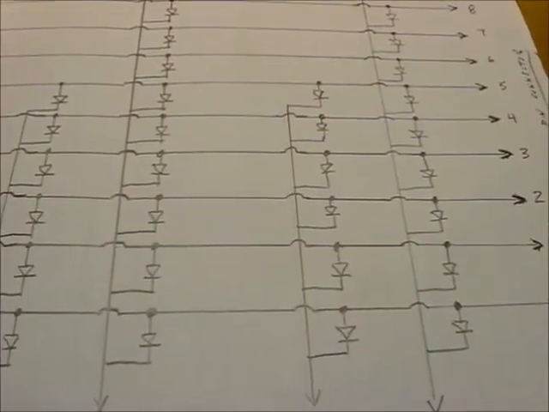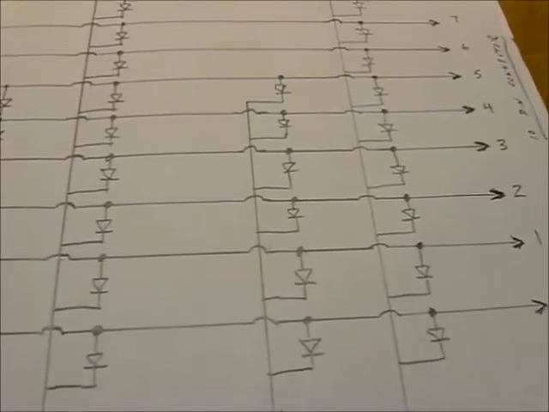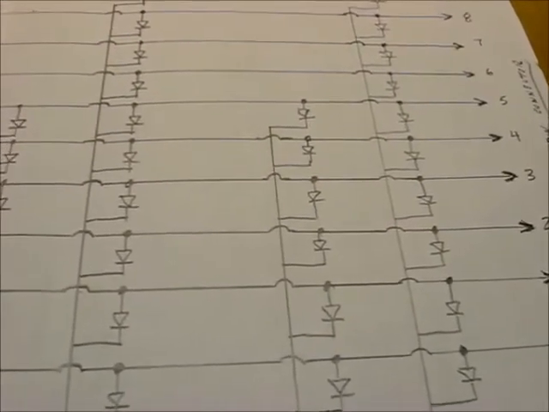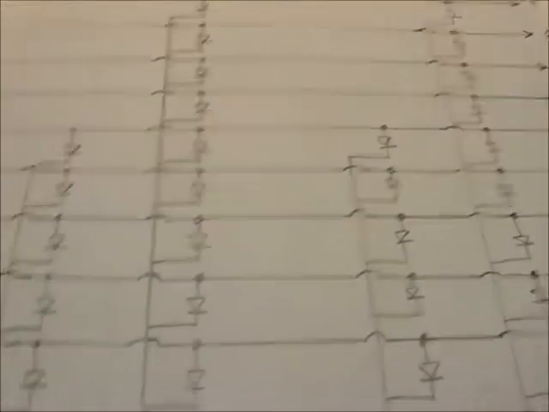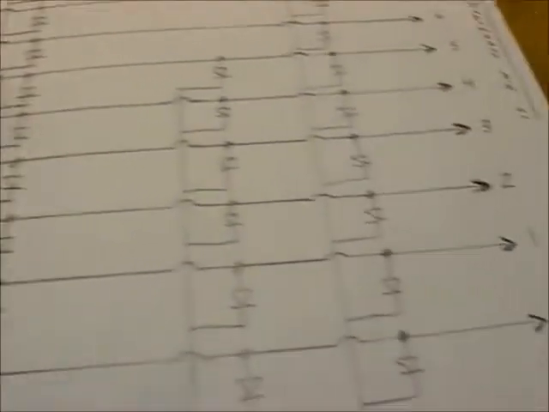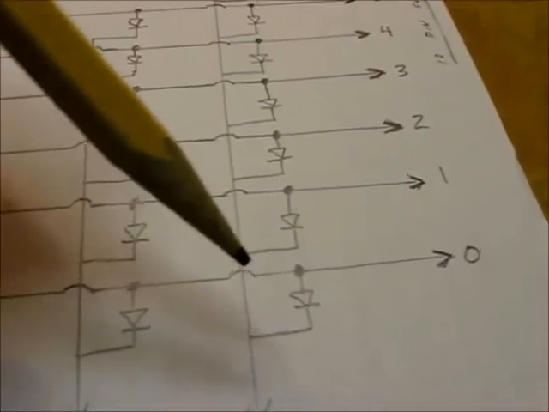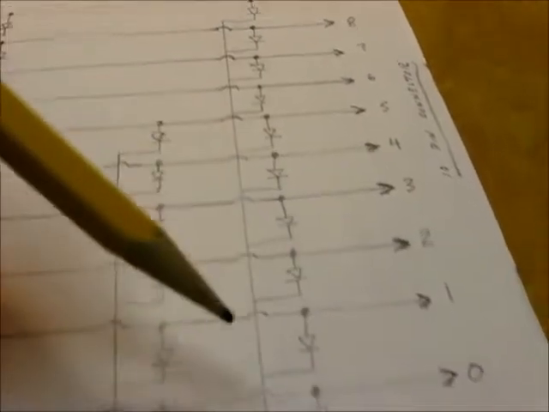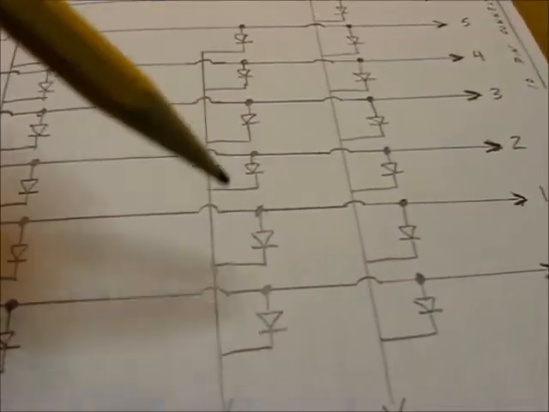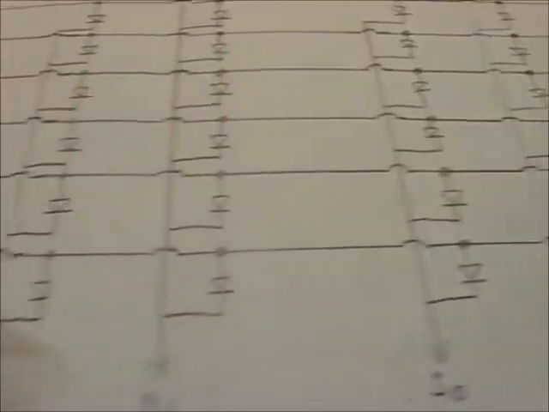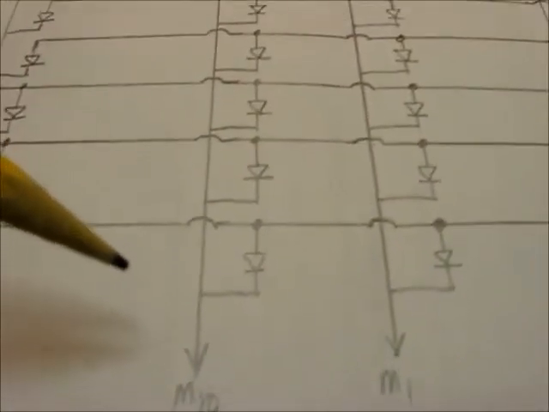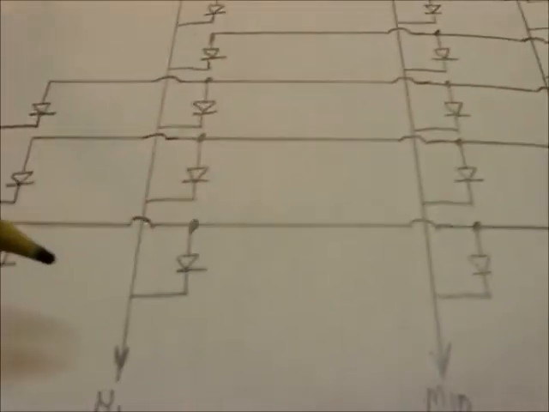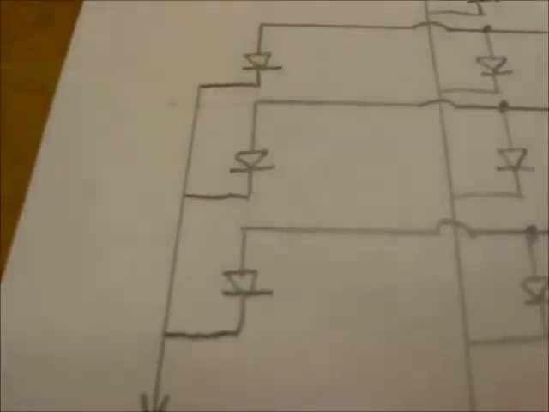So in case the other schematic was a little difficult to read as far as the LEDs go, this is what the circuit's intended to drive. This is the 1 out of 10 multiplex LED configuration. So for seconds we're going to have 10 LEDs, 0 through 9. Tens of seconds, 6 LEDs. Minutes, 10 LEDs. Tens of minutes, 6 LEDs. Hours, 10 LEDs. And tens of hours, 3 LEDs.